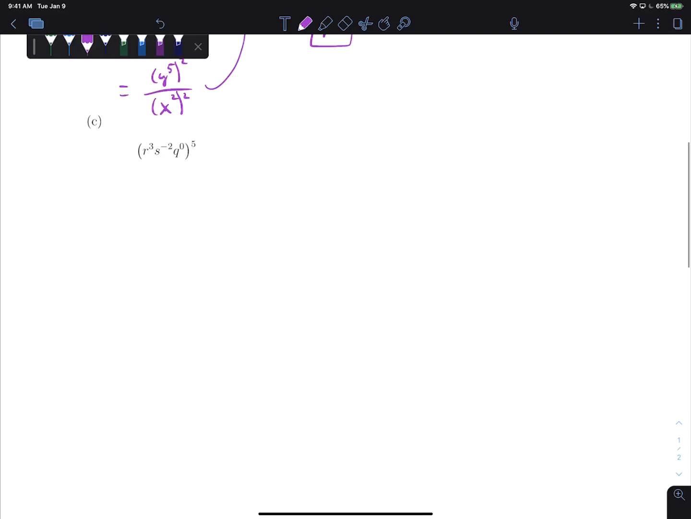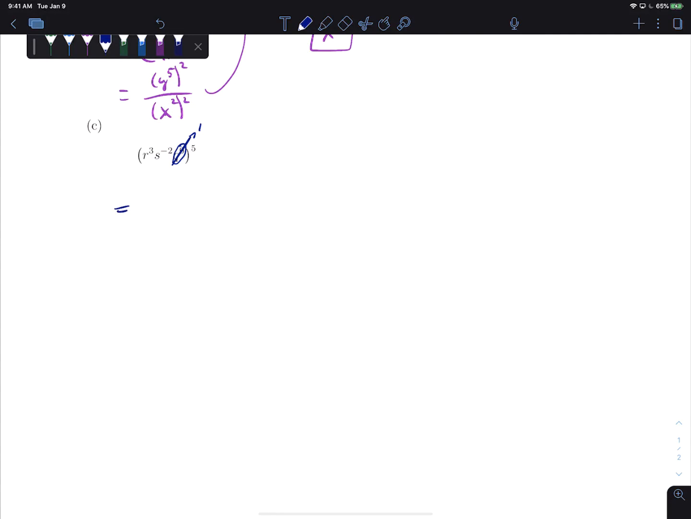Excellent. Letter C. R cubed times s to the negative 2 times q to the 0 power, all to the 5th power. Okay, so notice that, first of all, q to the 0 power is just 1. So this is 1, which means it goes away. But notice in the parentheses here, we have a negative exponent. That means that this s to the negative 2 will go to the denominator within the parentheses, making this r cubed over s squared. Then all of that is still going to be to the 5th power.